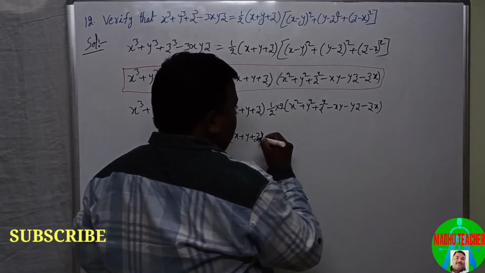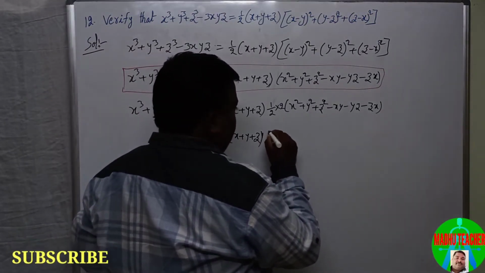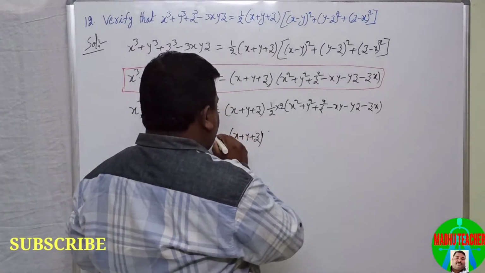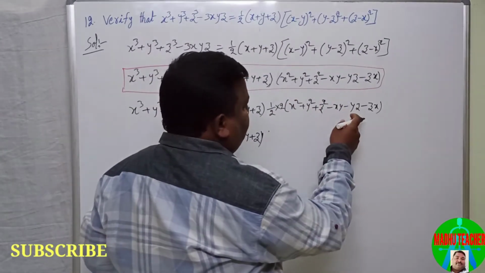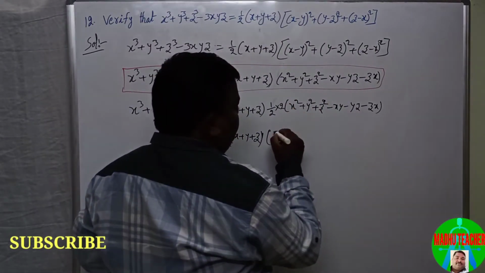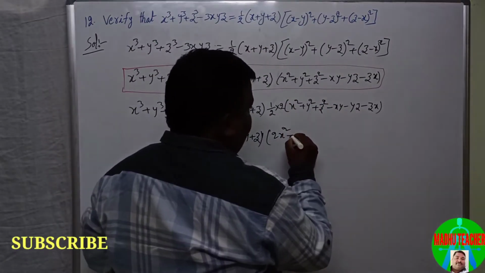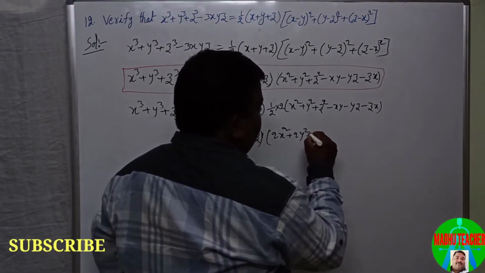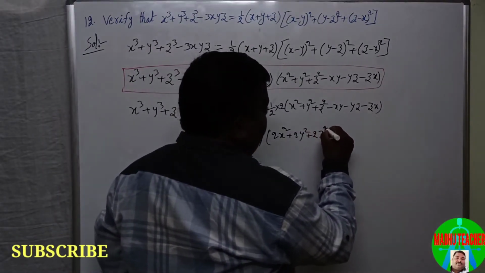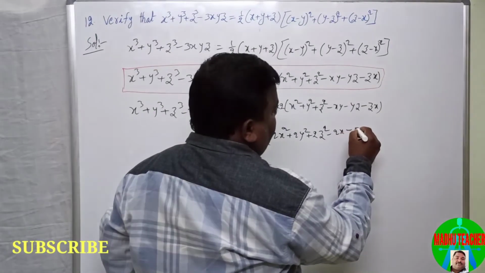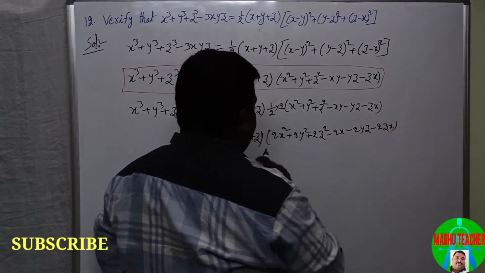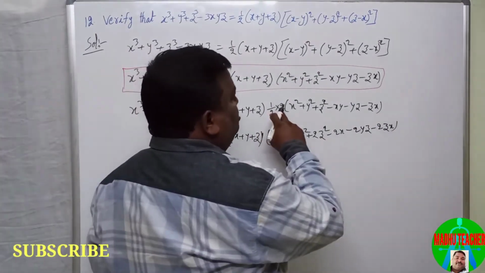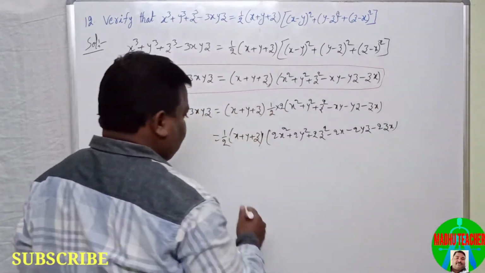Equal to, so 1 by 2, taking this 1 by 2 in front and taking this 2 inside. So that is 2 into x square: 2x square plus 2y square plus 2z square minus 2xy minus 2yz minus 2zx. Multiplied these 2 to all.